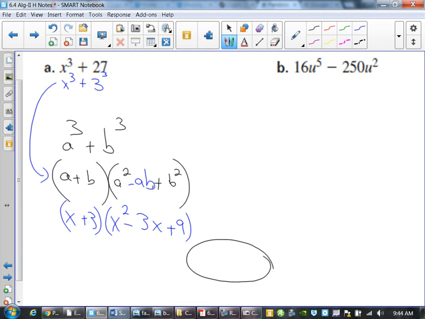If it's a subtraction between the two, it changes just ever so slightly. Take a look here. I have 16x to the 5th. If I do that, what's the GCF? 16. Does 16 go into 250? No, it does not.